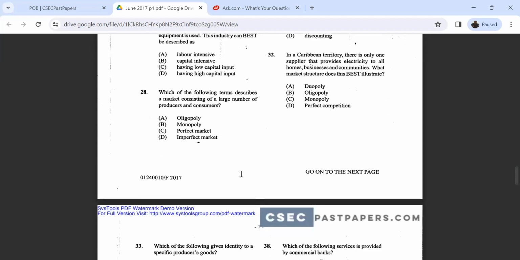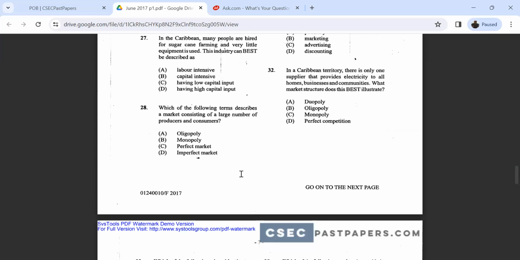Number 28. Which of the following terms describes a market consisting of a large number of producers and consumers? All right, you may not know this one. The answer is C. A monopoly has one seller and many buyers. An oligopoly has a few sellers but many buyers. An imperfect market has a small number of buyers and sellers, and the perfect market has many buyers and many sellers.